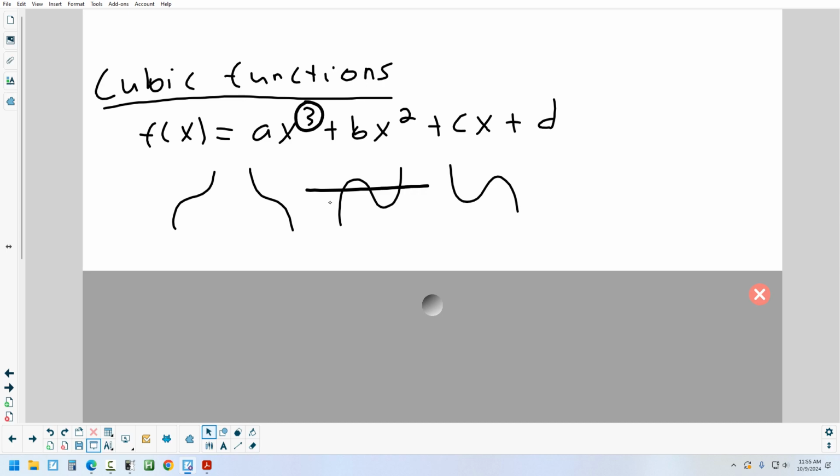Yep, 3 times. So that exponent is the maximum number of times the graph could cross the x-axis. Because let's say your x-axis was up here. How many times does that graph cross?